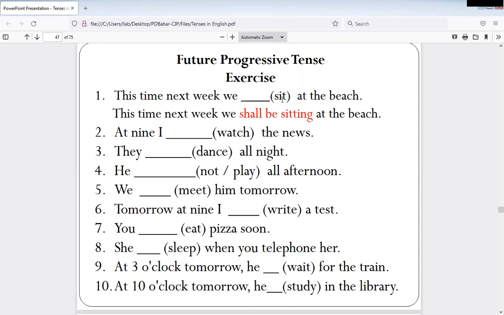So this is the simple sentence. Okay, and you will have to use the correct form of future progressive tense to complete this sentence. Okay, so just use the future progressive tense structure for the verb. This time next week we, after we, generally we use the verb that is shall be. Okay, this time next week we shall be sitting at the beach. We shall be sitting at the beach.